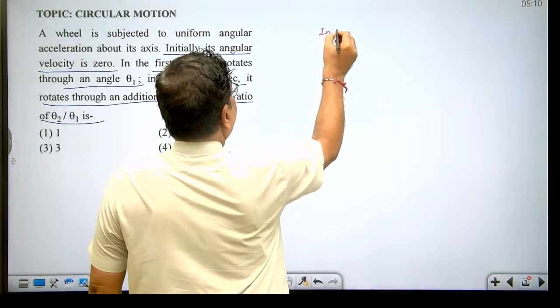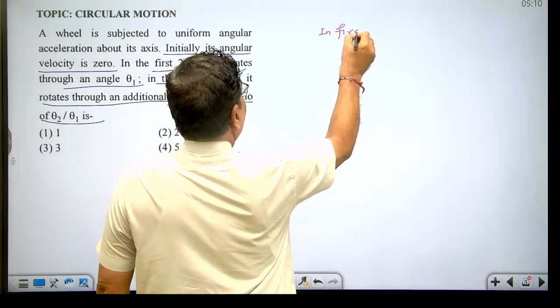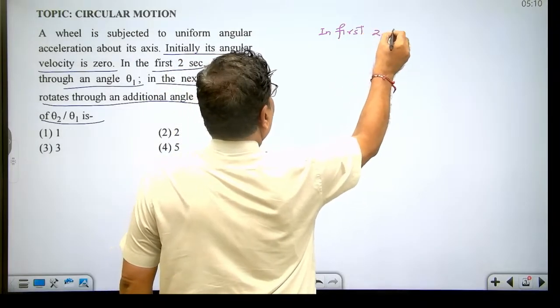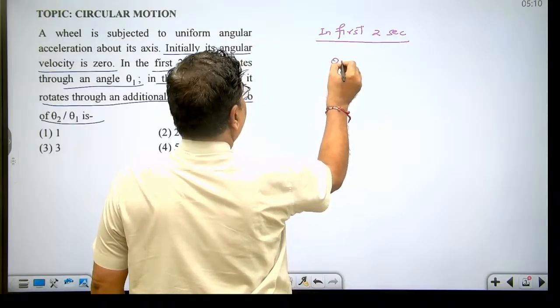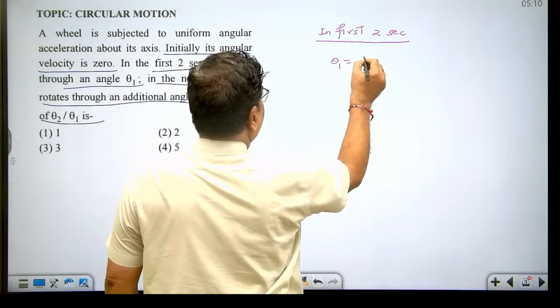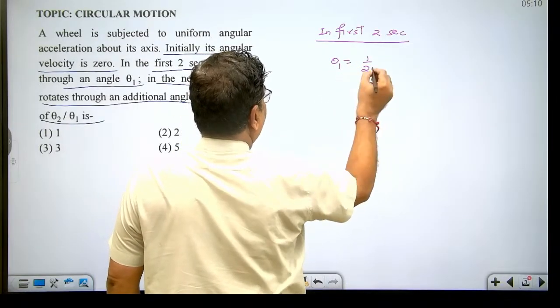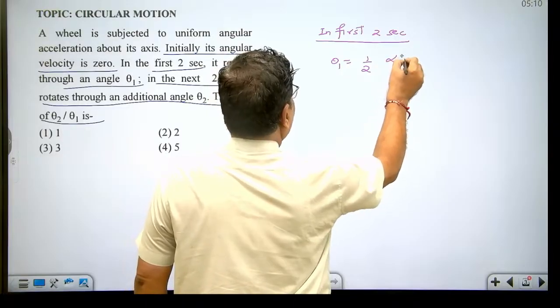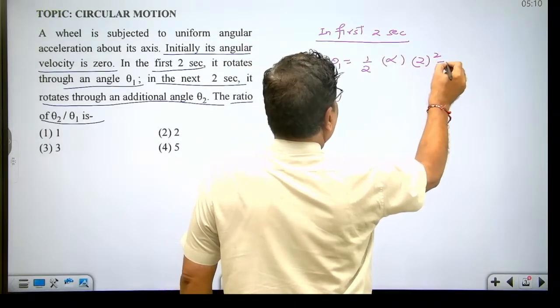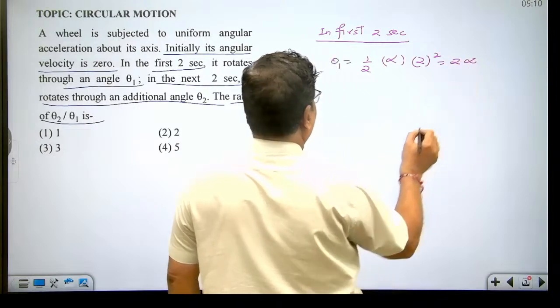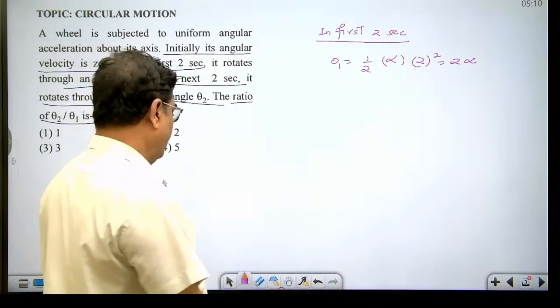In first 2 seconds, angle traveled is theta 1. Initial angular velocity is 0. So we will be using theta 1 equal to half alpha t square. Alpha is constant, t square, time is 2 seconds. So this angle is coming to 2 alpha. This is equation 1.